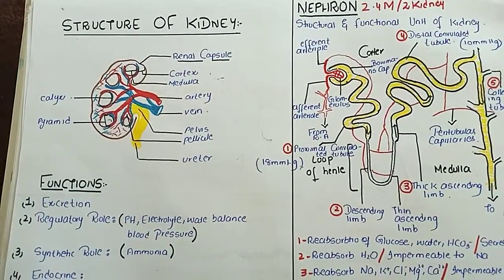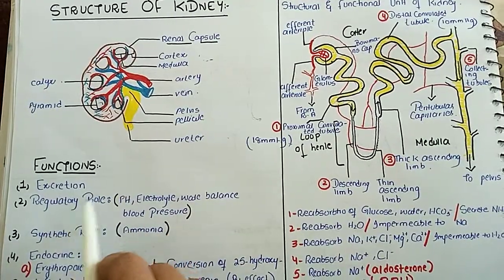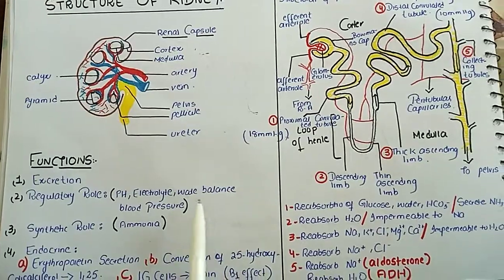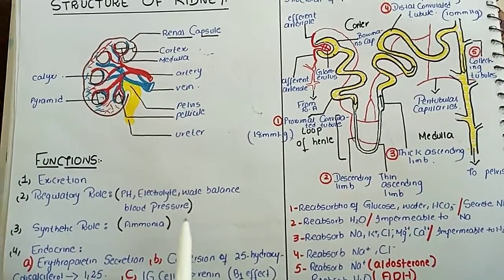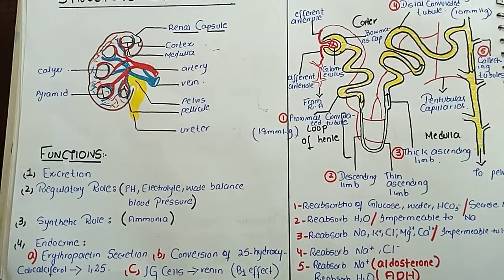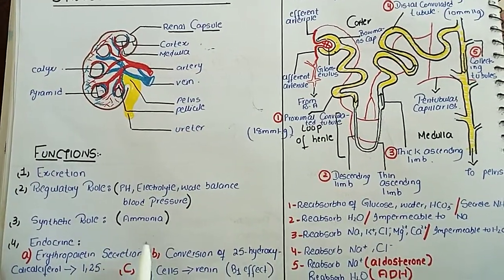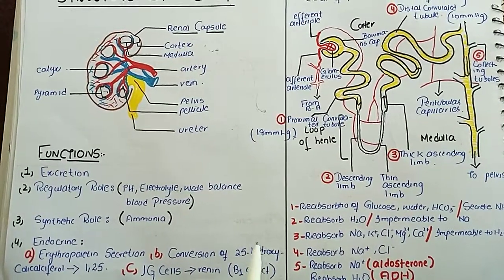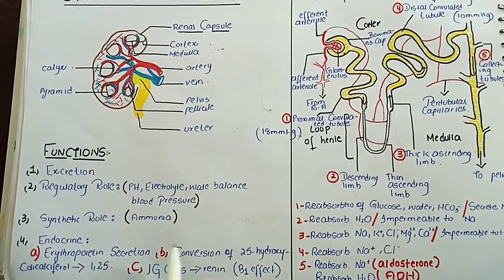And the functions of the kidney are the excretion of toxic substances from the body; regulatory functions, regulation of pH, electrolytes, water balance, and blood pressure; the synthetic role, in which synthesis of ammonia usually occurs; and in the endocrine role, the basic function is erythropoietin secretion, which is secreted in response to hypoxia, and the second important one is the conversion of 25-hydroxycholecalciferol to 1,25-hydroxycholecalciferol.